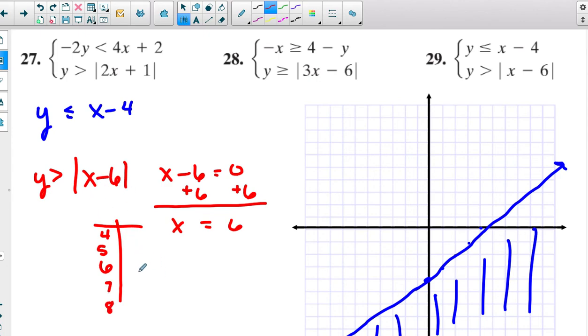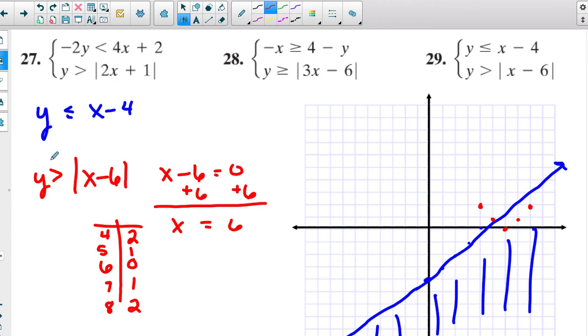4 minus 6 is -2, the absolute value is 2. 5 minus 6 is -1, absolute value is 1. 6 minus 6 is 0. 7 minus 6 is 1, absolute value is 1. 8 minus 6 is 2, absolute value is 2. So now we plot these points. We have (4, 2), (5, 1), (6, 0), (7, 1), (8, 2).